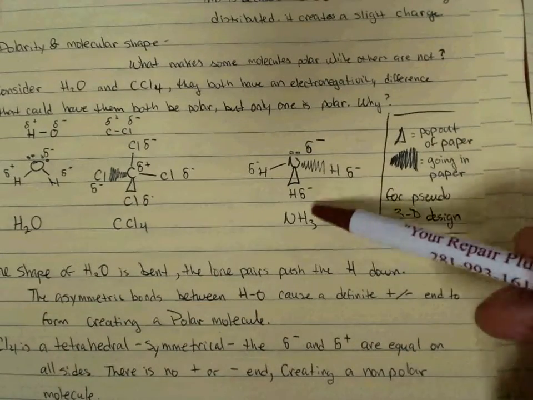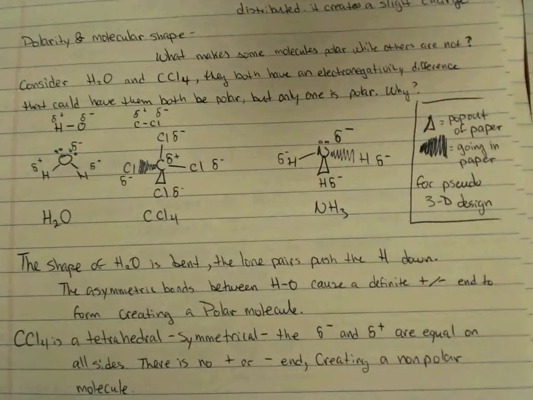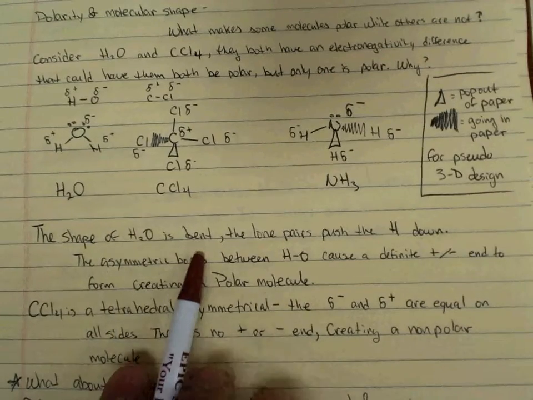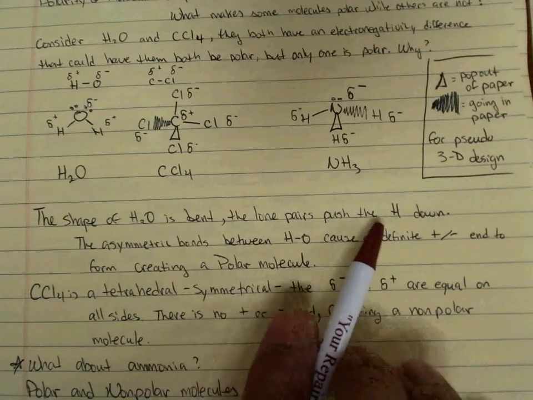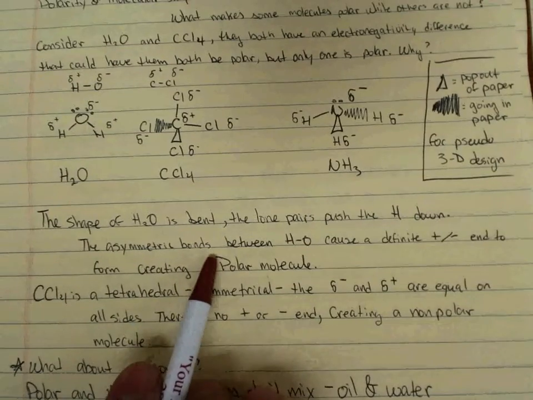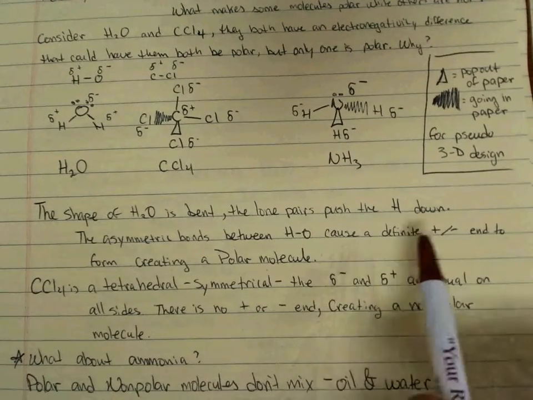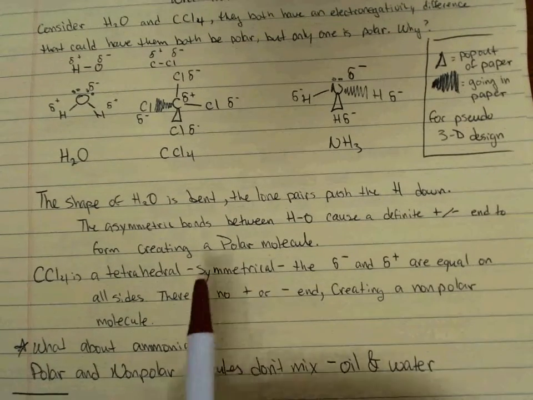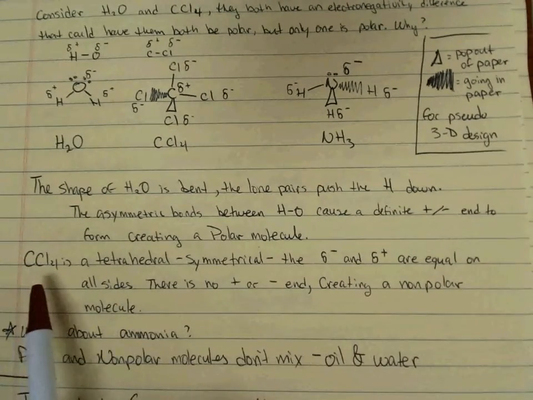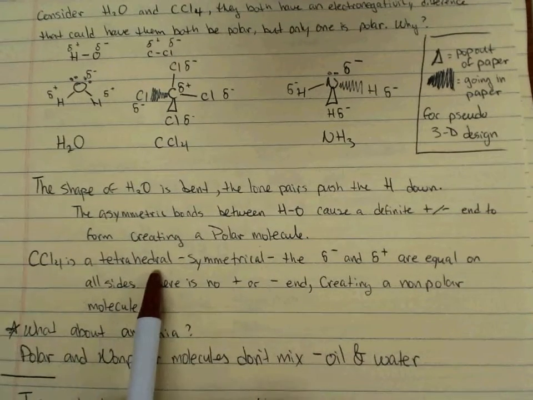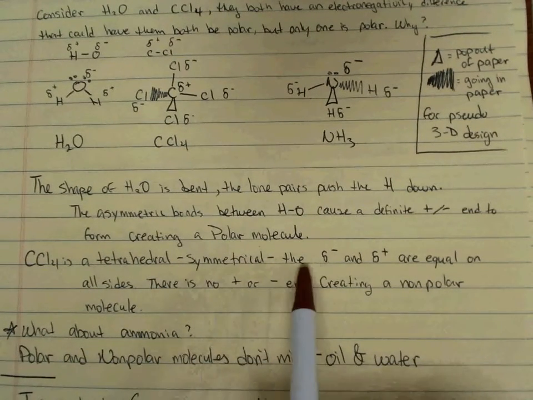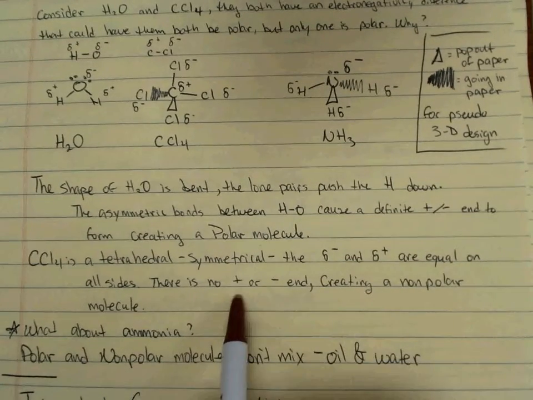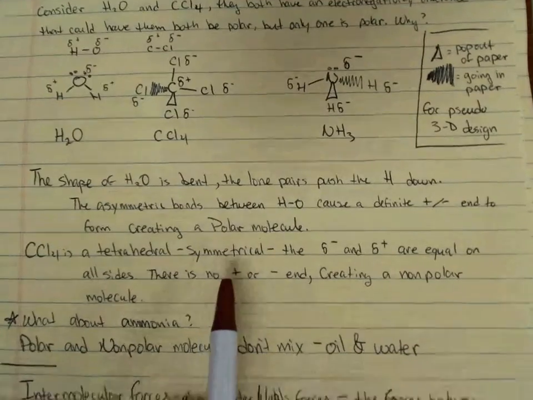Alright, and here's me drawing bad three-dimensional shapes, I'm not good at this, but the shape of water is bent, if you recall that from the last video. The lone pairs push the hydrogens down. The asymmetric bonds cause a definite positive and a negative end, causing water to be polar, whereas in CCl4 we have a tetrahedral shape. There is symmetry in the negative bonds.